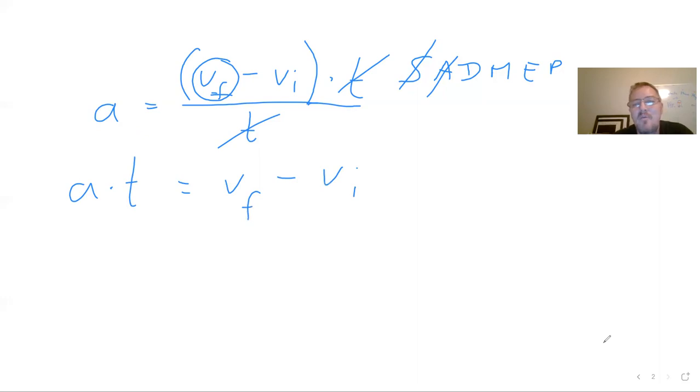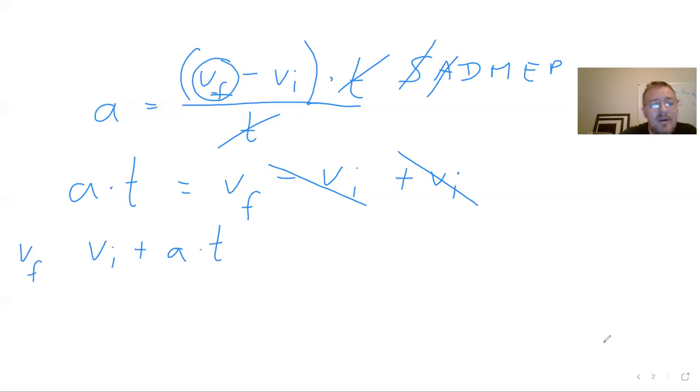And we can basically start over with our SADMEP if we want, or simply get rid of the initial velocity. What is it doing? It's subtracting from final velocity. So we play opposite games. We add it to both sides, plus initial velocity. And then it falls away on this side and appears again on this side. So you have VI plus A times T, and that equals your final velocity. And if you look at equation number 3, that's exactly what it says. So actually, number 2 and 3 are the same equations.